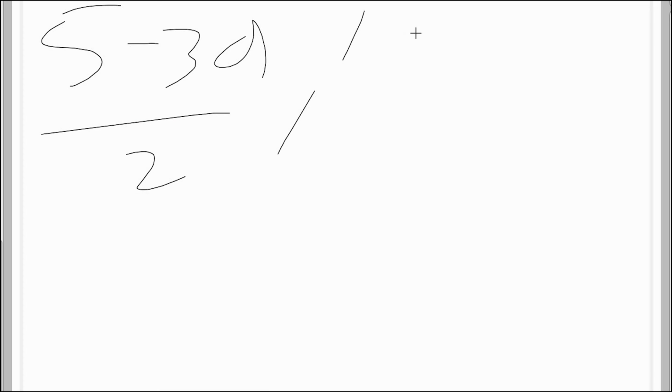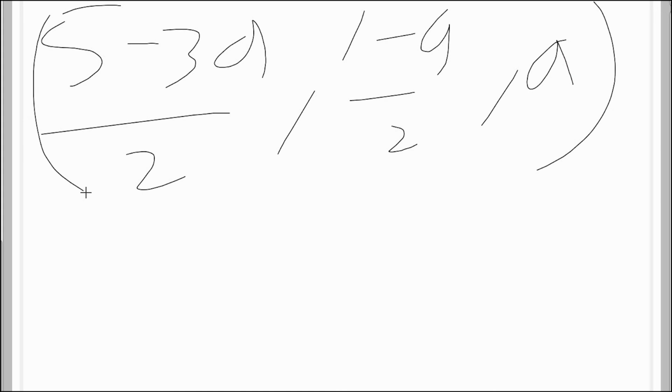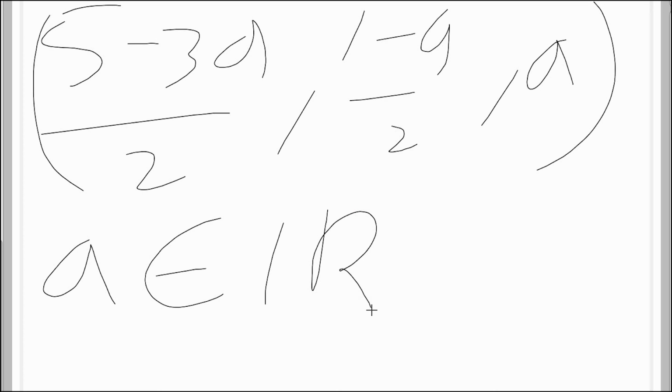So we have 5 minus 3a over 2, 1 minus a over 2, a. So a can take any value. So a is an element of the real line, so it can take any value on the real line. That's why we say it has infinitely many possible solutions. Moving on from there, we can have an equation that has a unique value.